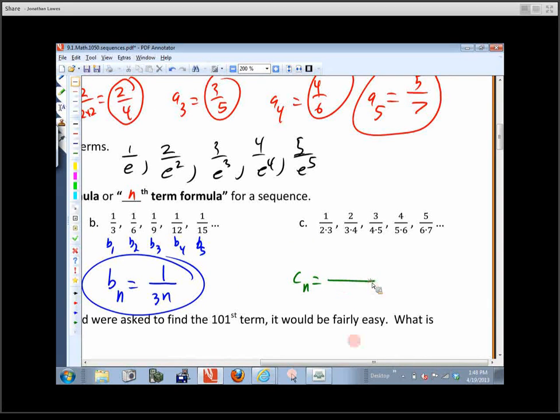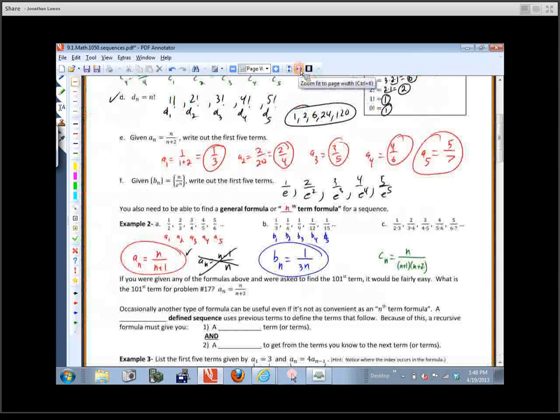Okay, Sarah, what did you say? N over the quantity n plus 1 times the quantity n plus 2. Wow. This is kind of a combination of the formulas that we've worked with a little bit earlier. That one up above, let me make this a little bit smaller, kind of like this one right here, and a little bit like this one right here.